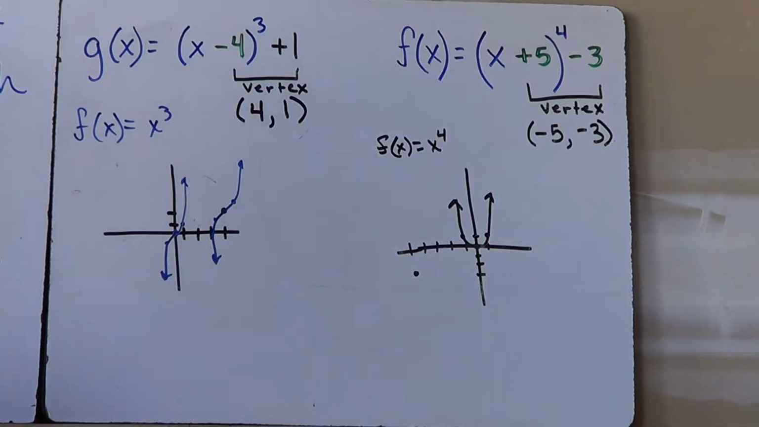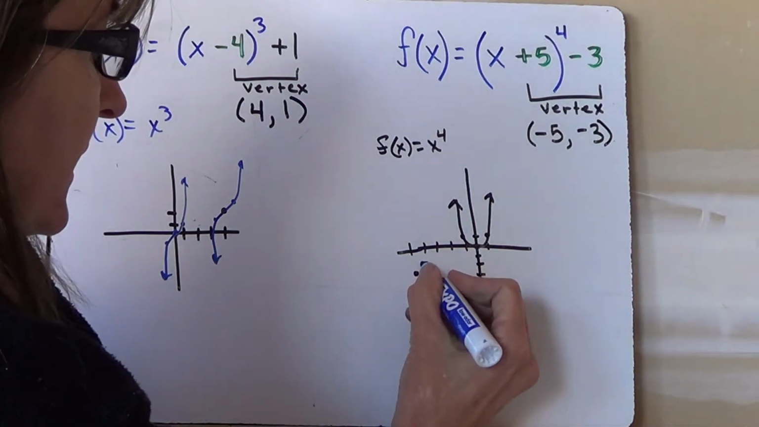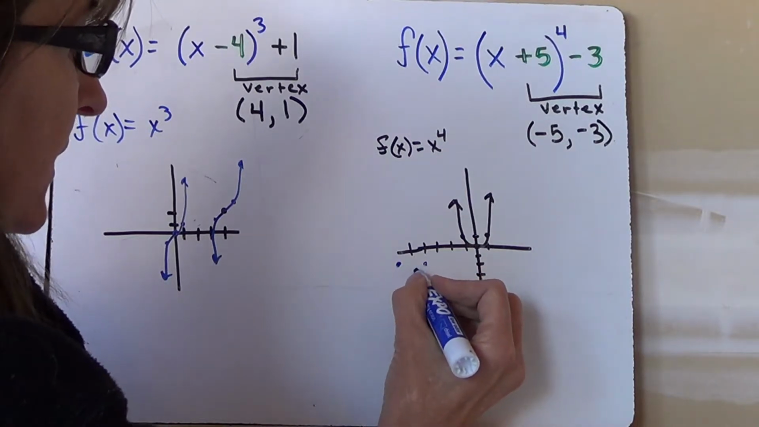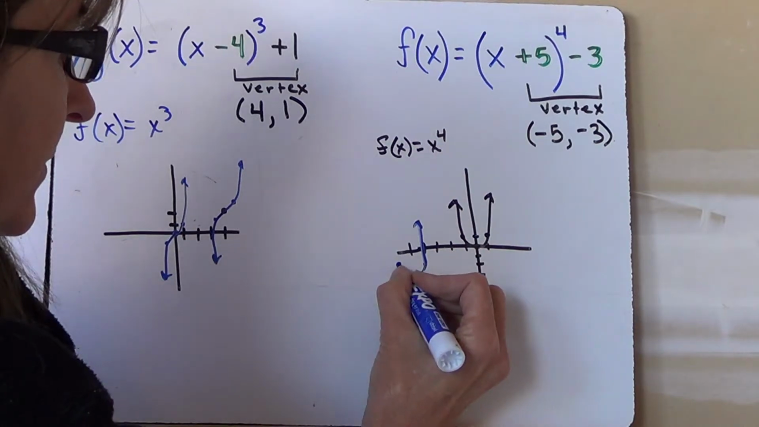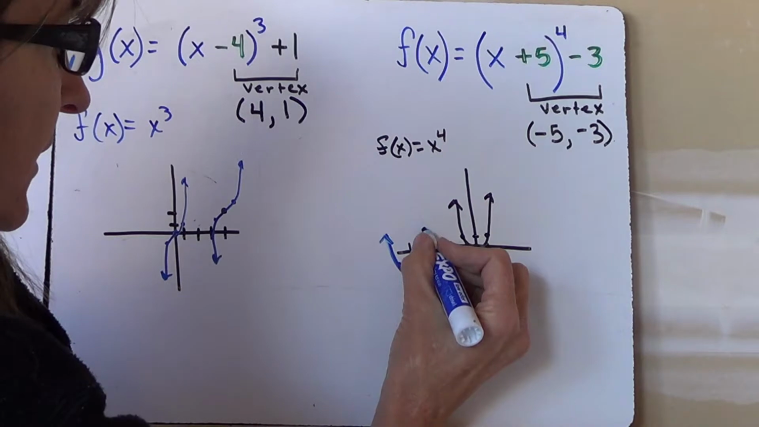Now, in this graph, I just simply come over and do the same thing. I go over 1, up 1. Over 1, up 1. Should have gone out a little bit more.